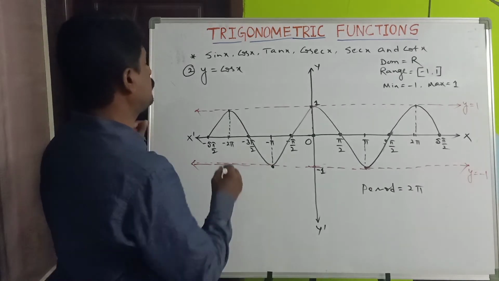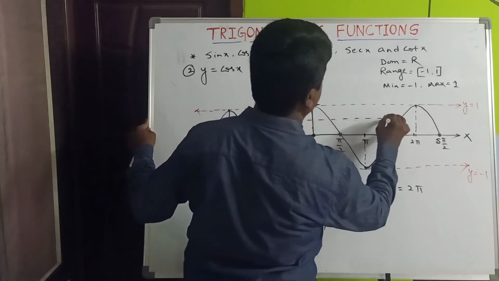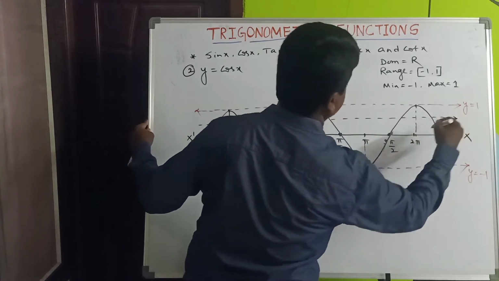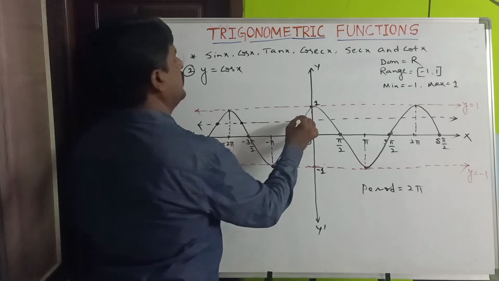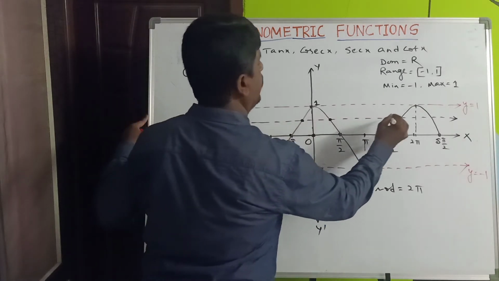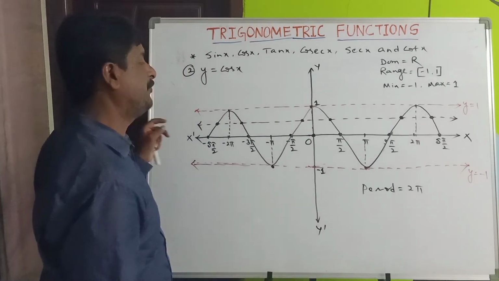And what about one-one nature? If we draw a straight line parallel to the x-axis, it intersects the graph at more than one point. That's why it is not a one-one function.